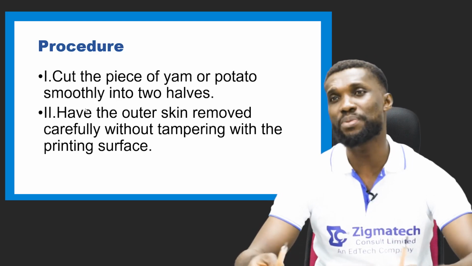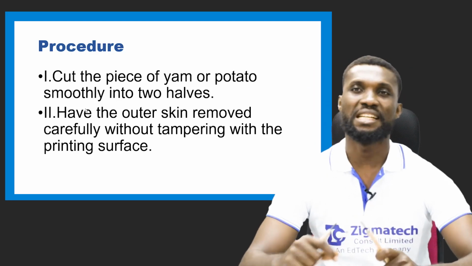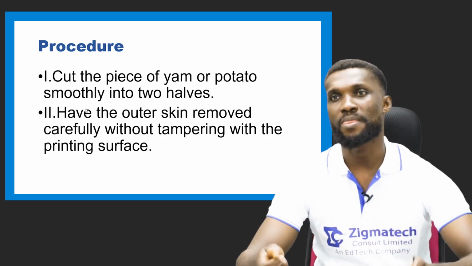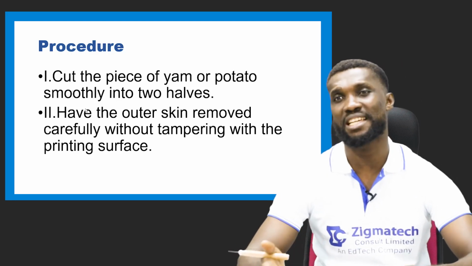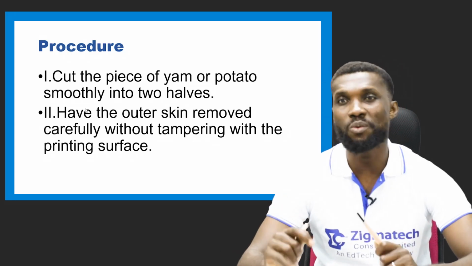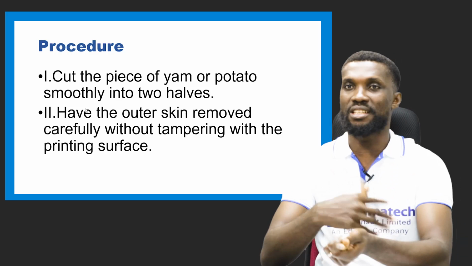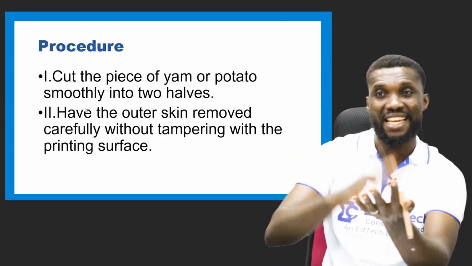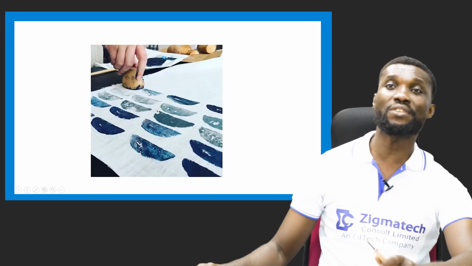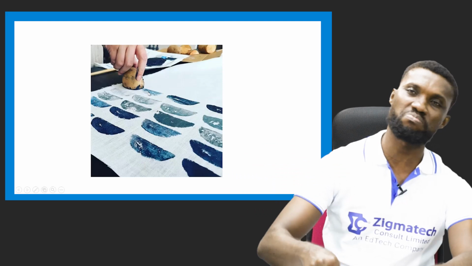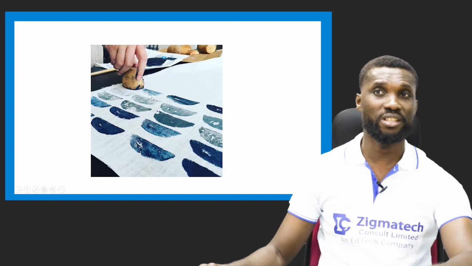First of all, you cut the pieces of yam or potato smoothly into 2 halves, and then after doing that, have the outer skin removed. After removing the outer skin, carefully without tampering with the what? With the print surface. First, you peel the surface of the yam, or you cut it into 2 and then use the inside part of it to avoid damaging your design. All right. So after doing that, the next thing you do, you hold your potato and then you start pasting your design straight up, just like the image you're seeing in front of your screen.